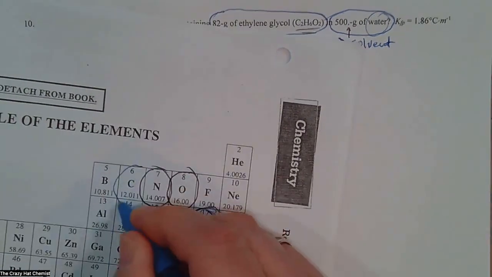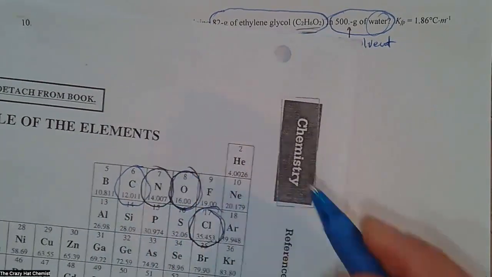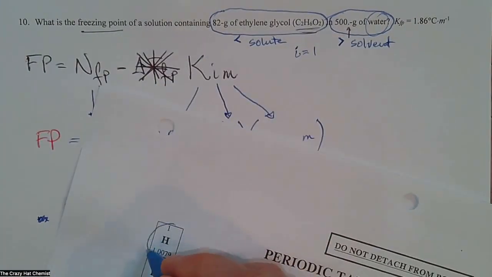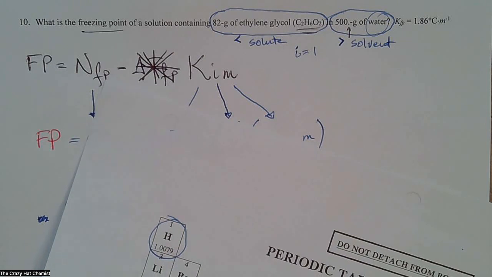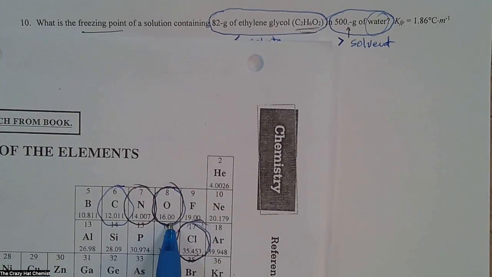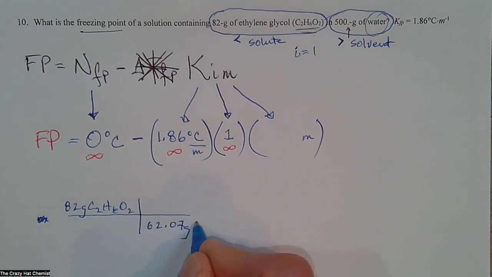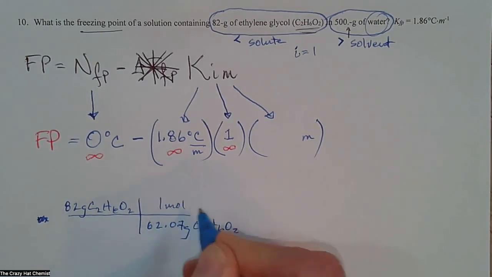So I'm going to find the molar mass for carbon. That's right over here, 12.011. The molar mass for oxygen, that's 16.00. The molar mass for hydrogen, 1.0079. Hydrogen has 4 decimal places, oxygen has 2, and carbon has 3. So the least number of decimal places is 2. Therefore, the molar mass is going to be rounded to 2 decimal places, and that is right here, 62.07 grams of C2H6O2, and that's equal to 1 mole.